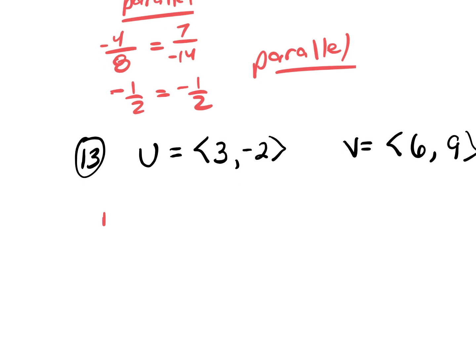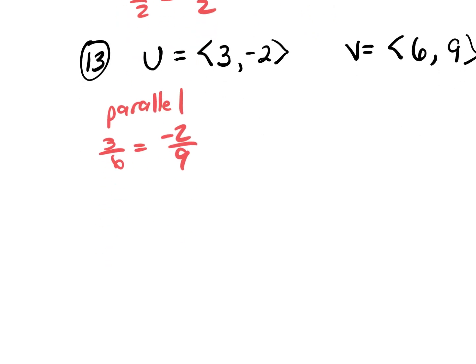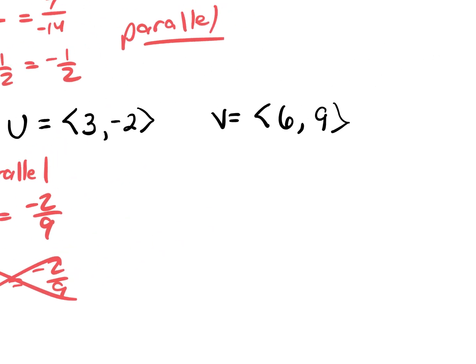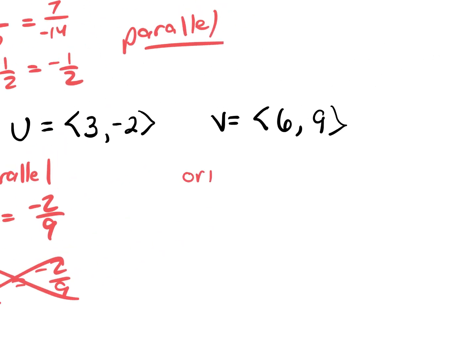All right, last one. Let's look at parallel. Is this parallel? All right, first part over first part. Does that equal second part over second part? What's 3 over 6? Simplify. Half. And what is this? Negative 2/9. Are those the same thing? No. Okay. Dot product. Are these orthogonal?